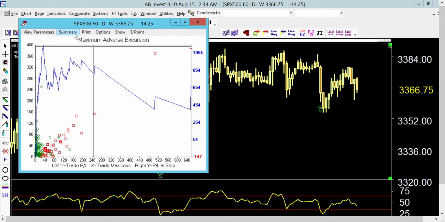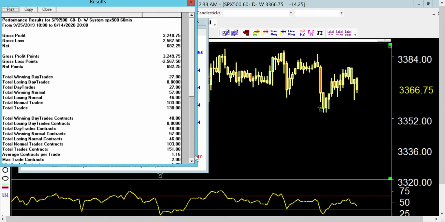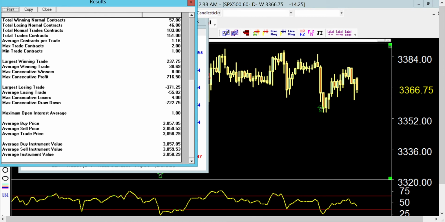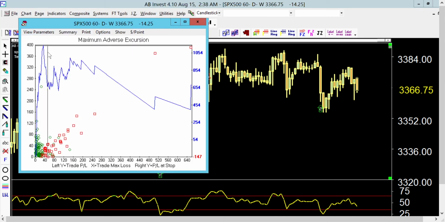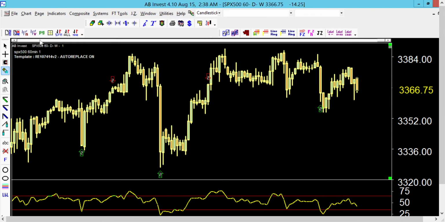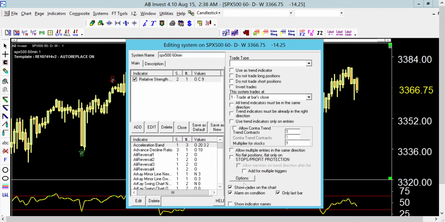And how you find the average instrument value of the instrument for the observation period: I'm going to summary again, but this time not the performance, but the risk table. On the bottom of the page, as you can see, the average instrument value of the S&P 500 index was 3058 points during the last 11 months. So what was the maximum adverse excursion level? That was around 30 points, 35 points.